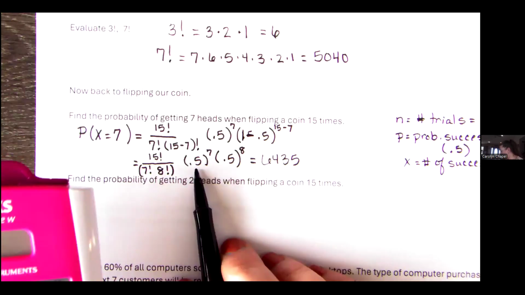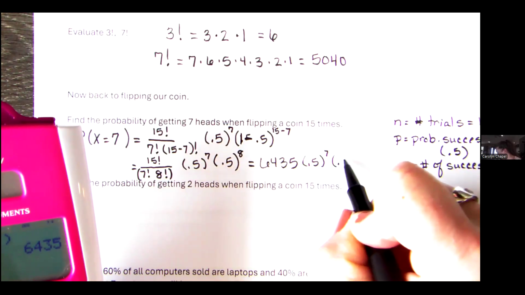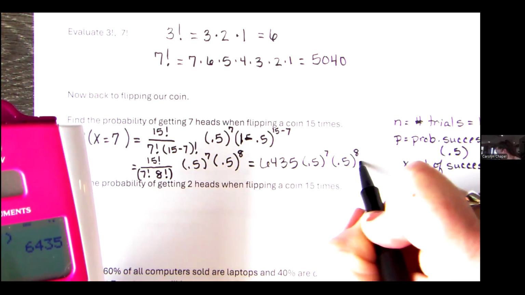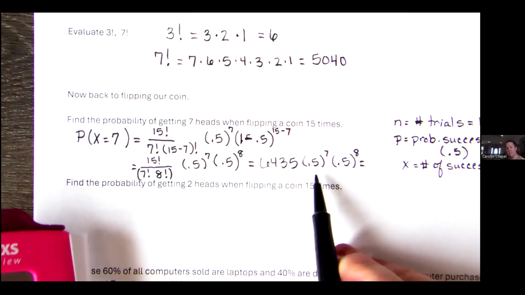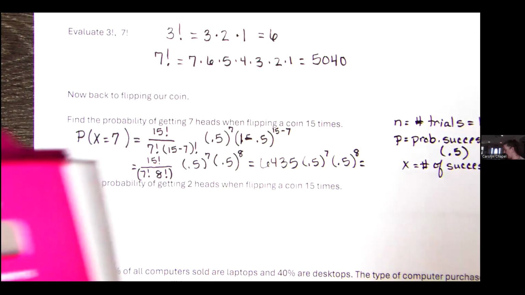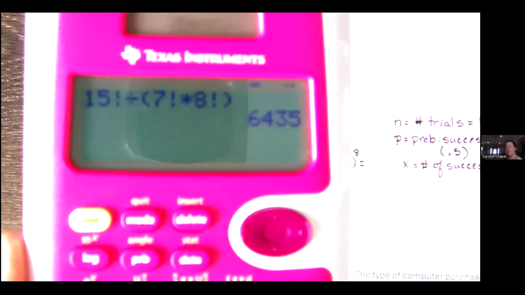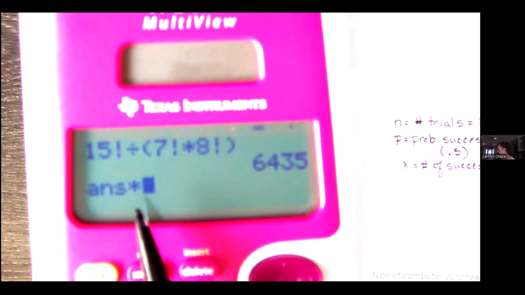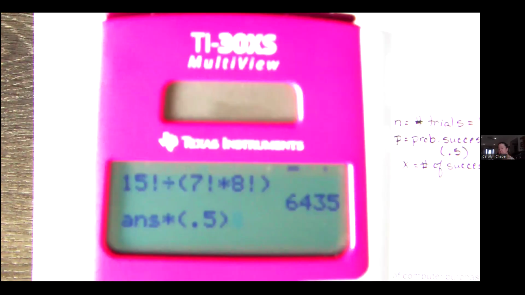And now I'm going to be multiplying that by my 0.5 to the 7th and my 0.5 to the 8th power. So I have to remember these are exponents. They're not just being multiplied by 7, they're actually being raised to the 7th power. So I'm going to take my answer and multiply, and I'm going to put in parentheses 0.5.